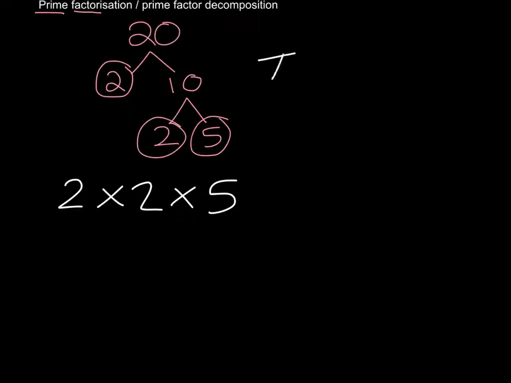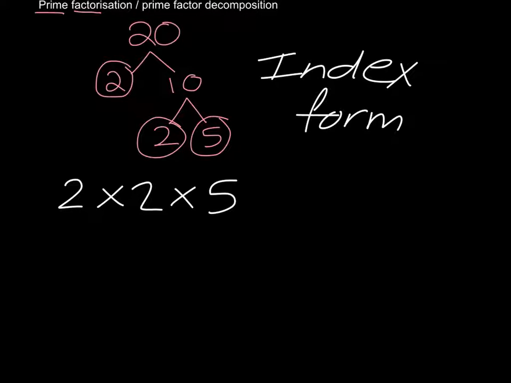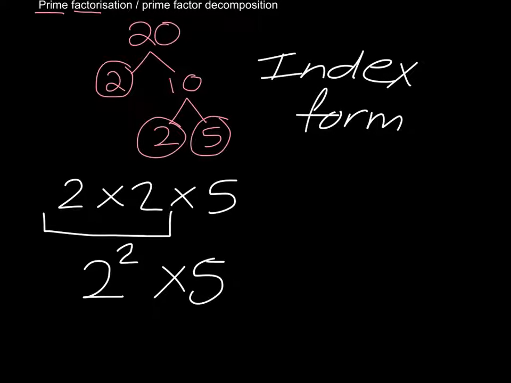There's also another thing called index notation or index form, and you just need to pop your answer into that. So where possible, if you can put any indices in place, do so. So 2 times 2 is the same as 2 squared, so that's the index there, and then times 5. So that's just a better answer. 2 squared times 5.